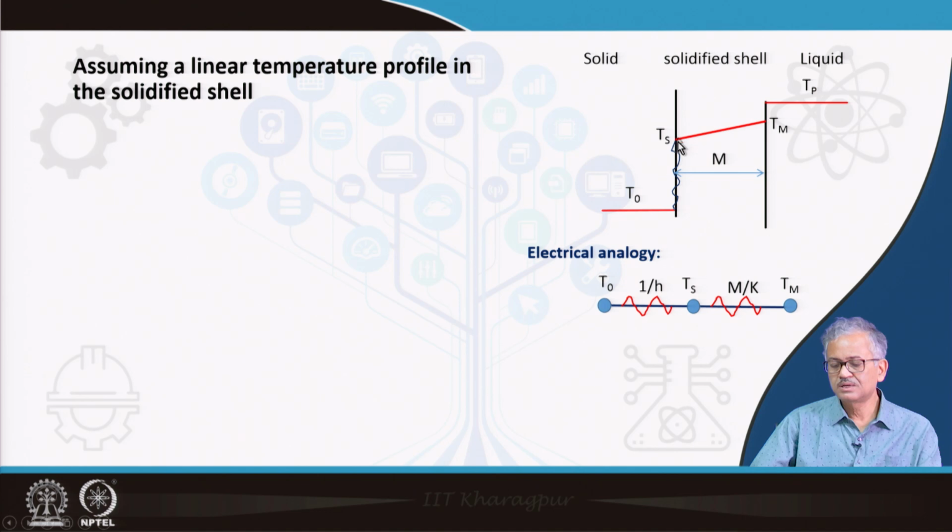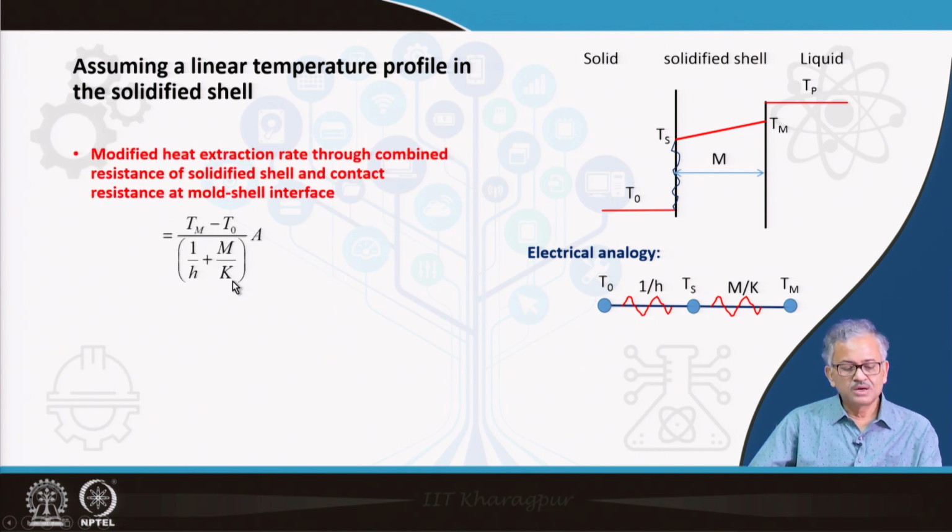One is the 1 by H, the contact resistance, and another, in the solidified shell, is m by k. If you draw an electrical analogy, then across T naught and Tm there are two resistances. One is obviously the contact resistance, where H is the heat transfer coefficient, the inverse of the contact resistance. H basically gives you the heat conductance across the thermal boundary layer, and 1 by H is the resistance across the thermal boundary layer. So, this is 1 by H here, and m by k is the resistance in the solidified shell.